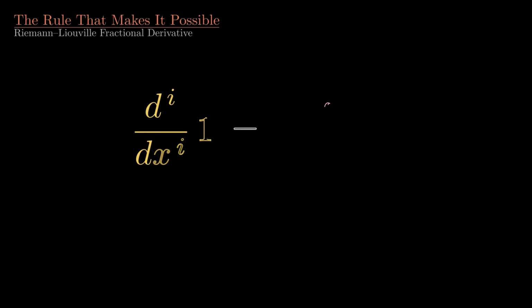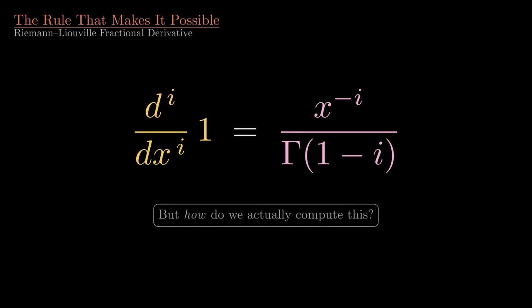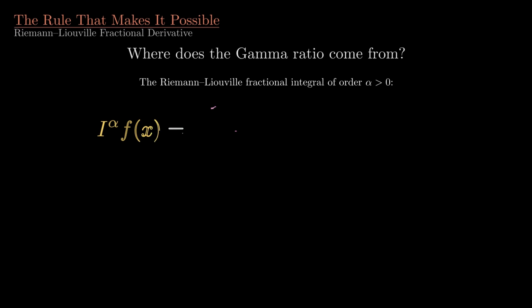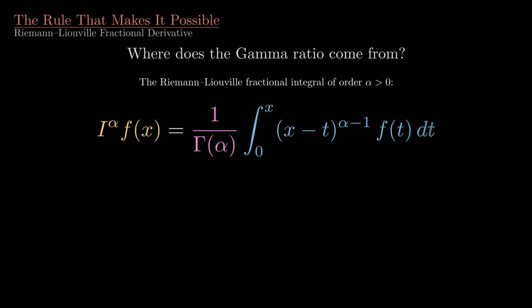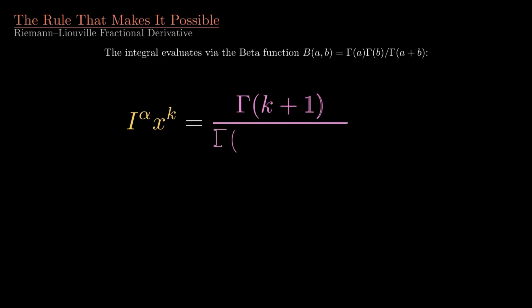We saw that the imaginary order derivative of 1 yields a strange, non-zero result. But how do we actually compute this? Where does the underlying rule come from? It starts with the Riemann-Liouville fractional integral. If we apply this definition to the power function, t to the k, the integral evaluates perfectly using the beta function, generating a ratio of gamma functions.